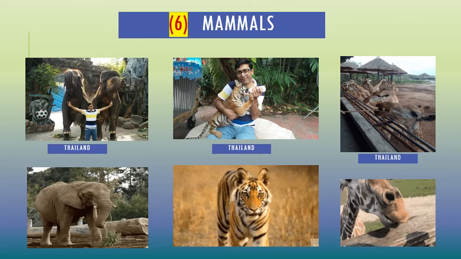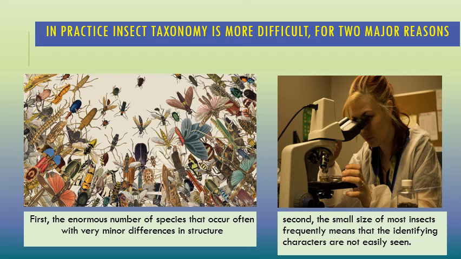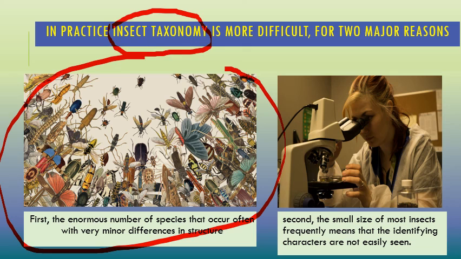Now, before starting insect taxonomy, we have clearly understood that kingdom Animalia is divided into fish, amphibians, reptilia, birds, and mammalia. Now, here is insect taxonomy. In practice, insect taxonomy is more difficult for two major reasons. Number one, the enormous number of species that occur, often with very minor differences in structure. You can see here, they are large in number. Second, the small size of most insects frequently means the identifying characters are not easily seen and we need to use microscopes.